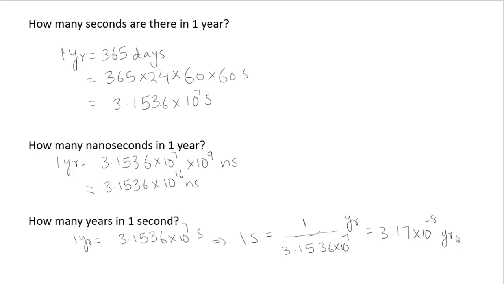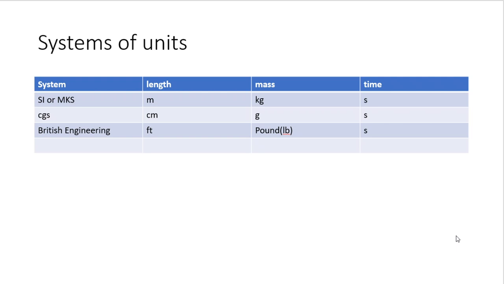So there are different systems of units. The International System, or MKS system, in which we describe length in meters, mass in kilograms, and time in seconds. Similarly, in another system of units, CGS, we describe length in centimeters, mass in grams, and time in seconds. But in the British engineering system, we describe length in feet, mass in pounds, and time in seconds.